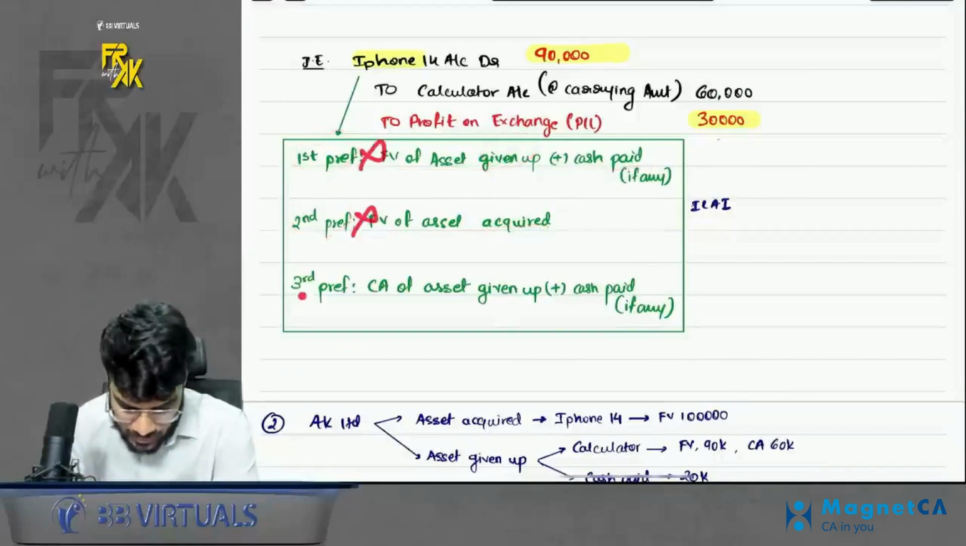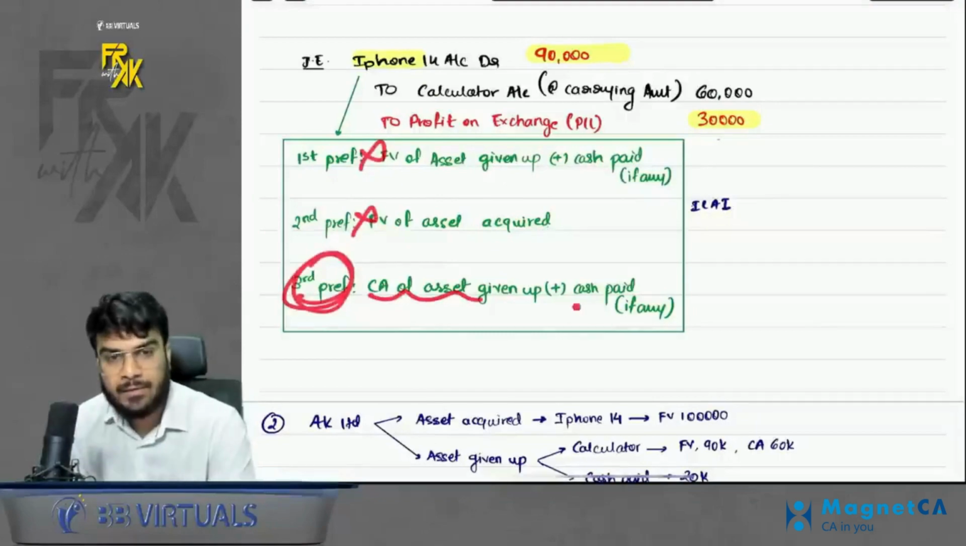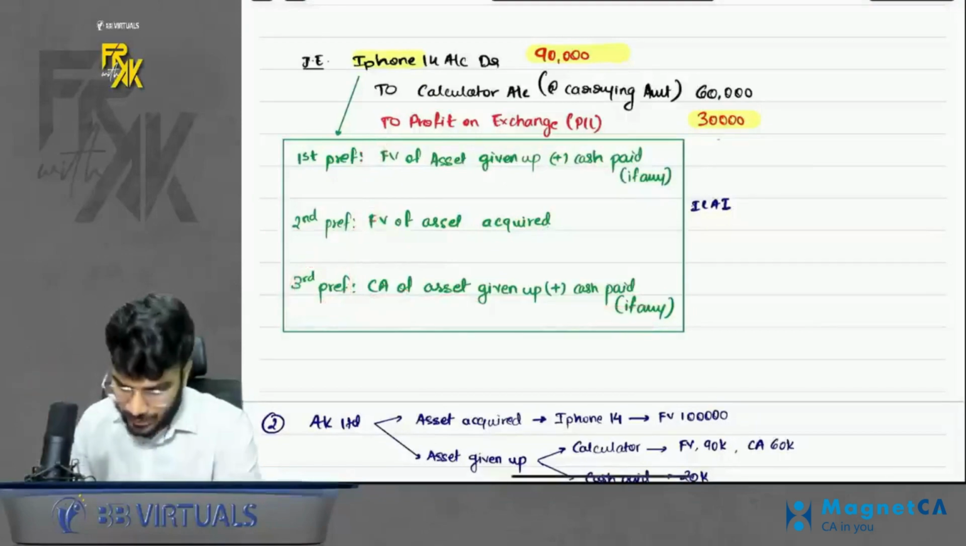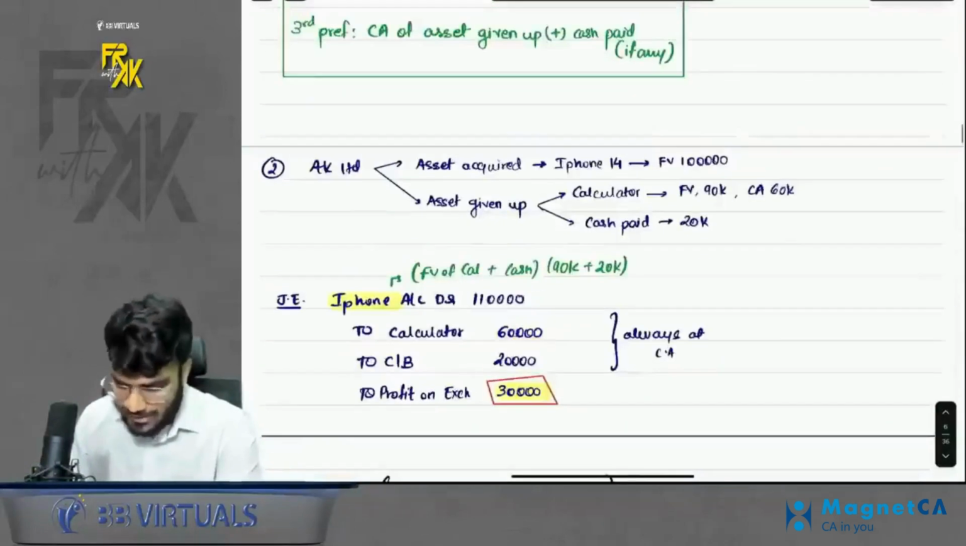If you have neither of these, you will use the third preference, that is carrying amount of asset given up plus cash paid if any. Simple, right? This is the case. Also, we discuss some examples also.